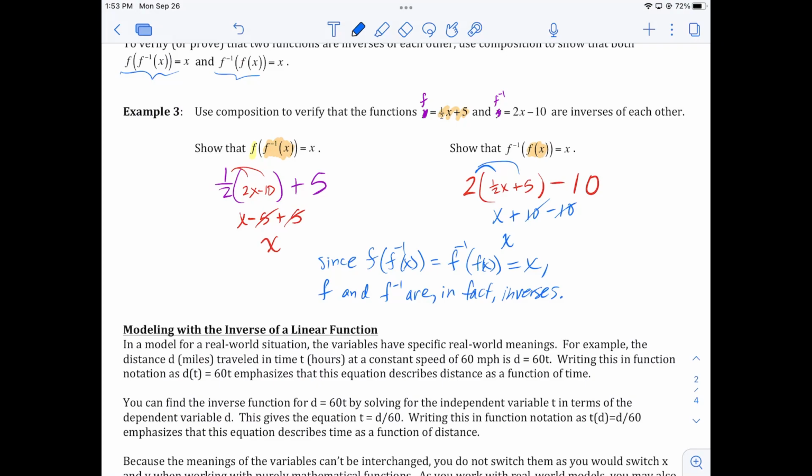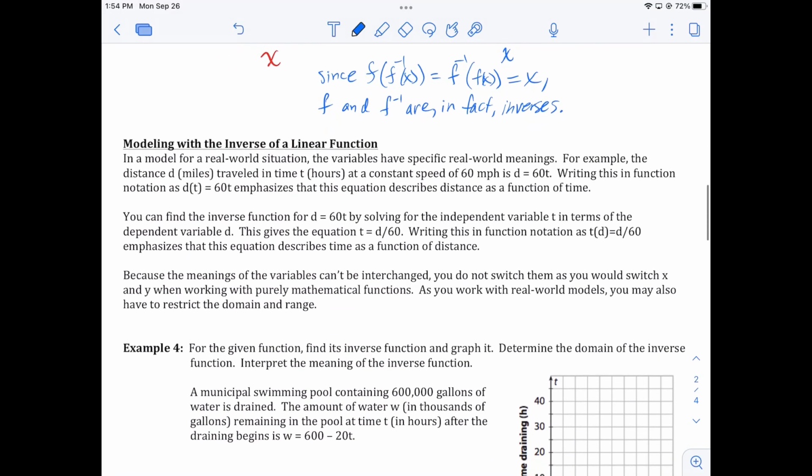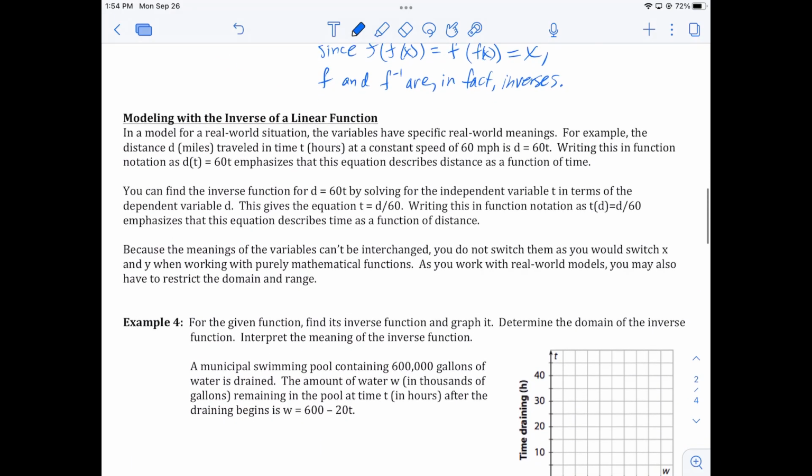Moving on. Would anyone like to stand and read this? In a model for a real-world situation, the variables have specific real-world meanings. Duh. For example, the distance miles traveled in time at a constant speed of 60 is 60t. Yeah, that's the distance equals rate times time equation. I call that the dirt equation.